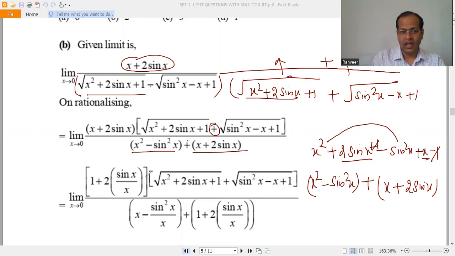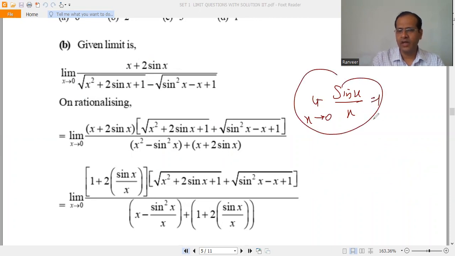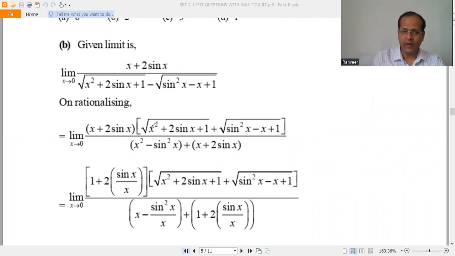Now after that we can see here x plus 2 sin x. The most important thing here is that we only have to do one thing. We know the limit of sin x by x, as x tends to 0, is 1. So what we have to do? We have to divide the numerator and denominator by x.